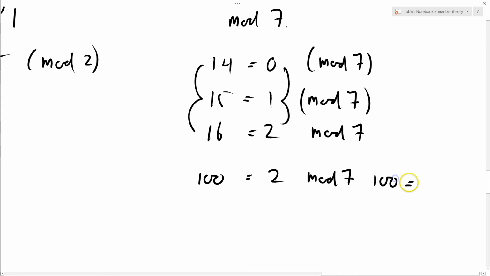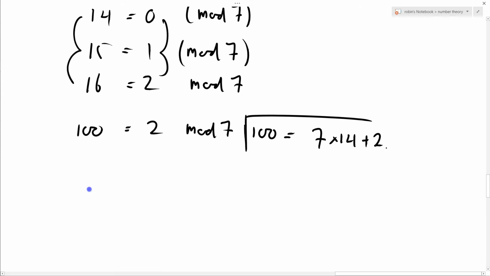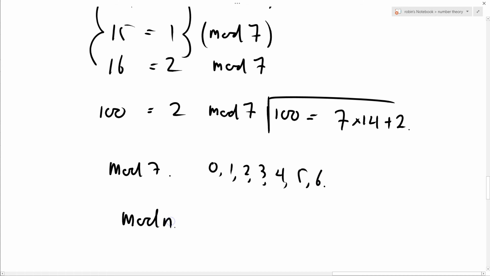Because 100 equals 7 times 14 plus 2, because it's 98 plus 2. So 100 equals 2 modulo 7. And if you're going to consider modulo 7, then normally any number, you only need to consider 0, 1, 2, 3, 4, 5 and 6. So in general, if you're considering modulo n, you only really need to consider numbers x with 0 less than or equal to x less than n.